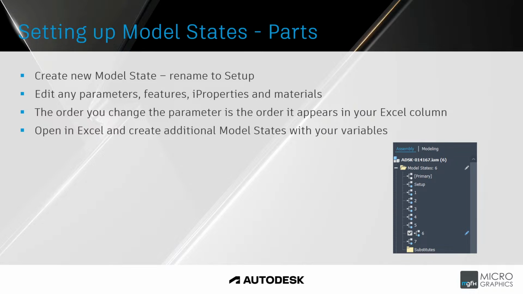So open up your part, right click on the model state. So you'll see there I've got a model states folder. And at the bottom there, or just at the top, you'll see there's primary. So that primary over there, you cannot delete it. You can't rename it. If you're from AutoCAD, it's kind of like layer 0. You can't rename it. You can't delete it, but it's there.